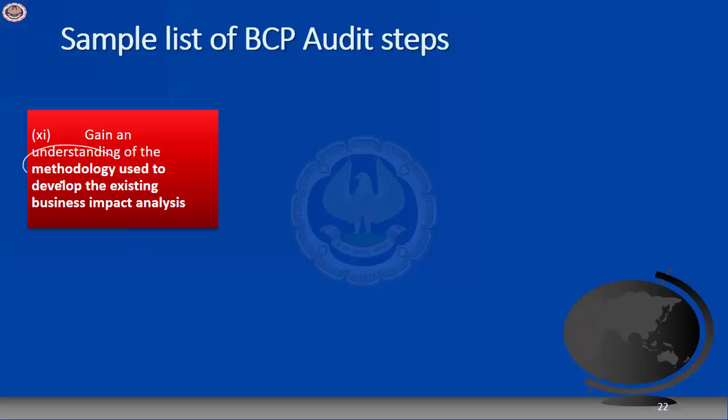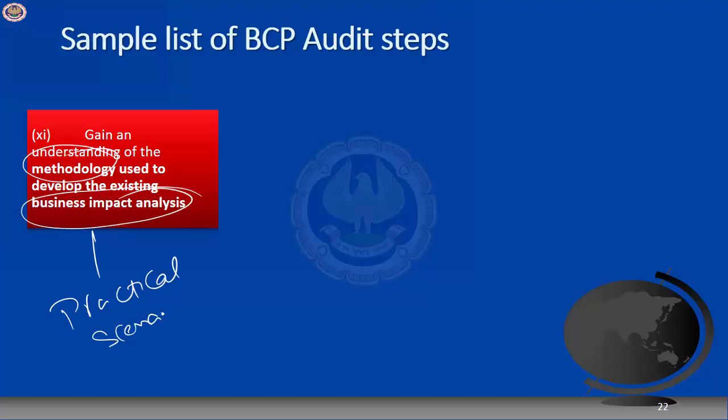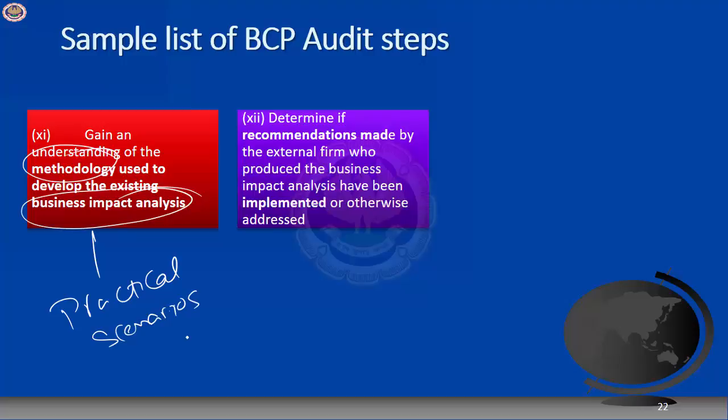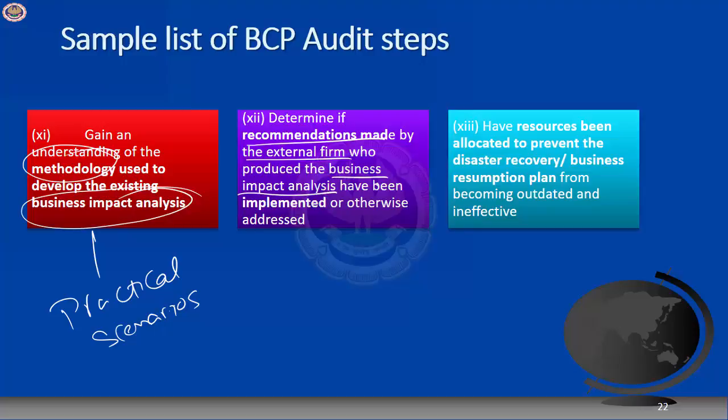You gain understanding of the methodology used for developing the business impact analysis and look at the details to see whether it reflects the different practical scenarios which are applicable to the organization, and also considers all the critical contractual and legal requirements. You also look at the recommendations made by the external auditors, if this external agency has been involved in doing a business impact analysis, whether these have been properly implemented. Which means if a BCP audit has been done and a business impact analysis has been reviewed, you check the findings and check whether all the recommendations have actually been implemented.